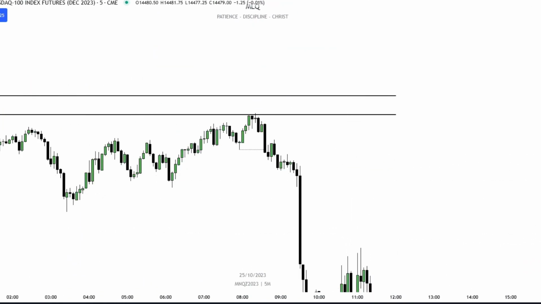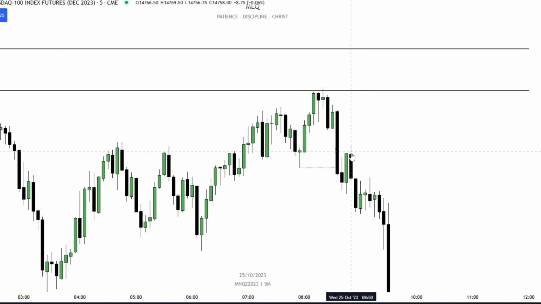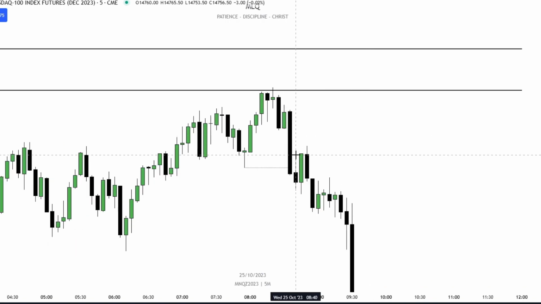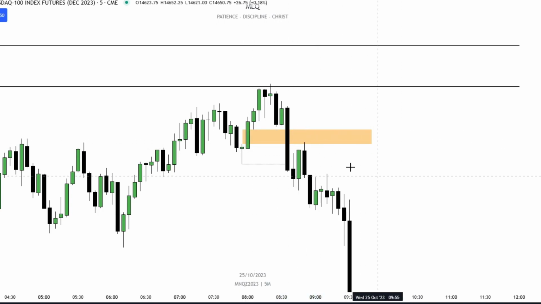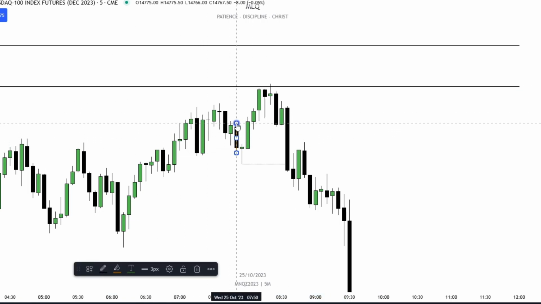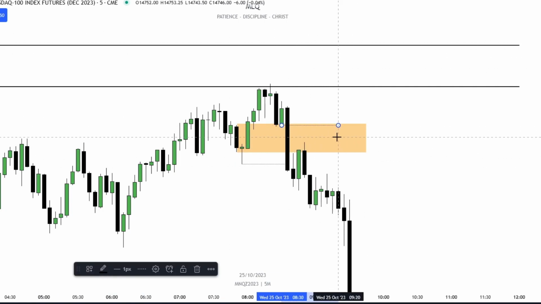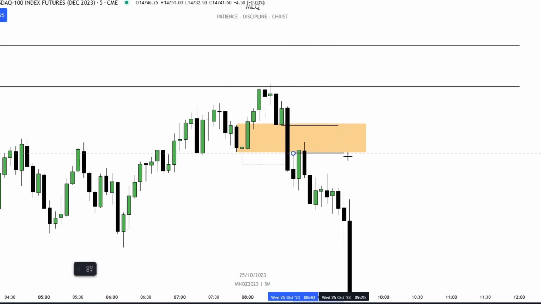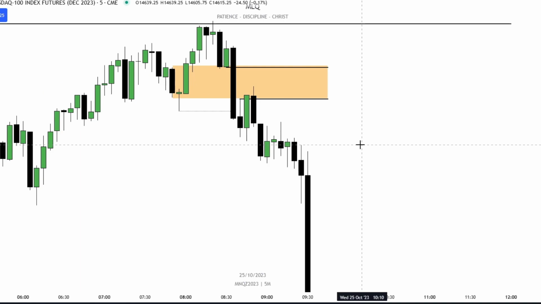Then I saw that we got our market structure shift here with clear displacement. We created a fair value gap. We also had an inversion fair value gap right here. But the main reason I entered this was because we had this breaker block that was overlapping with this bearish fair value gap. And then that goes from being a breaker block to now being a unicorn model, which has a higher probability of succeeding than a breaker block does.